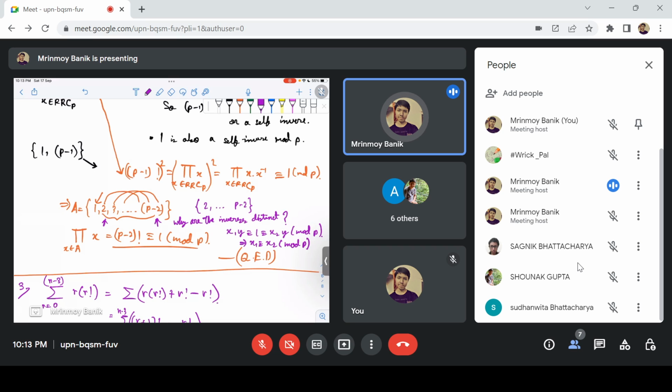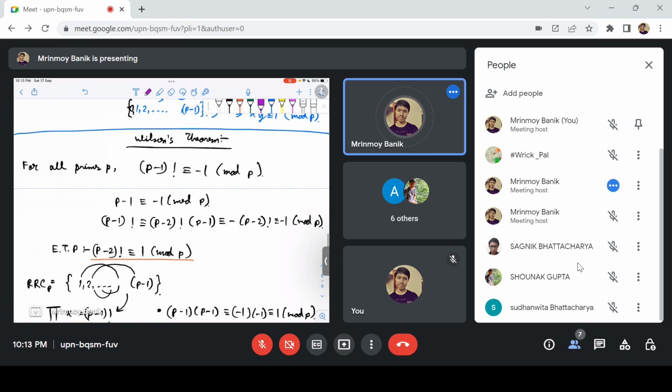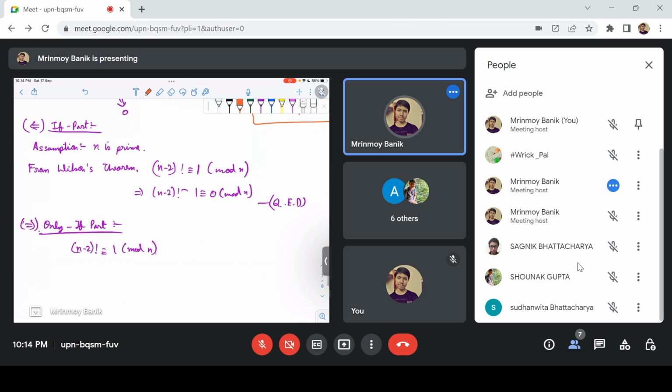Right, so that means this is a strong statement. So p is prime if and only if p minus 1 factorial is minus 1 mod p. This is an if and only if statement. So the only if part also follows from Wilson's theorem.